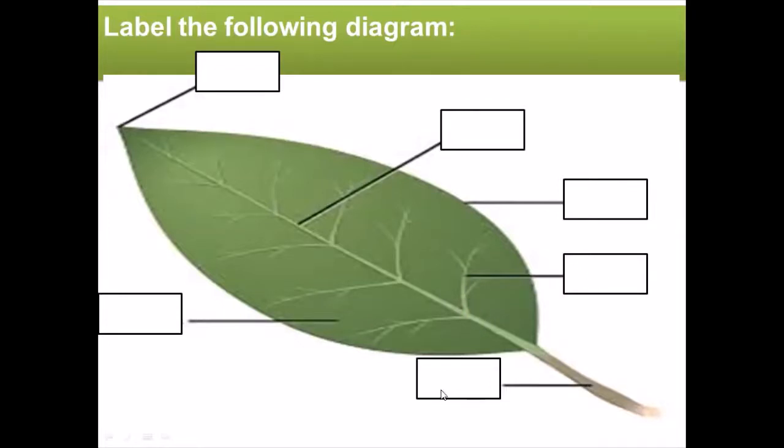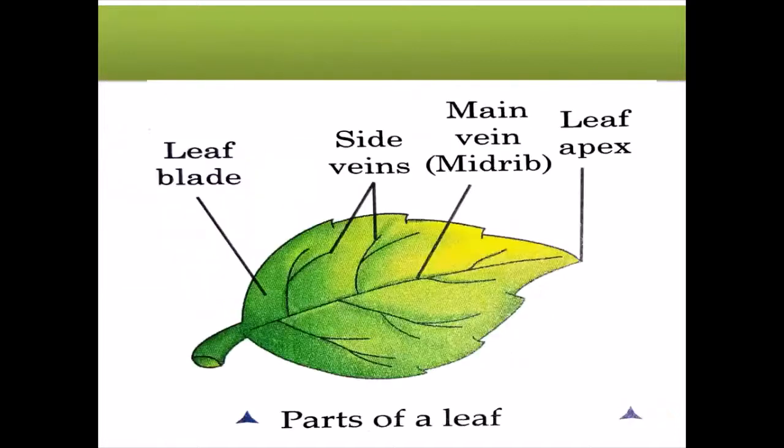The stalk of the leaf is known as petiole, and the flat part of the leaf is called lamina or leaf blade. Okay, check. Clear with this? Leaf apex, midrib, side veins, leaf blade, and this one is petiole. Clear? So shall we move ahead?